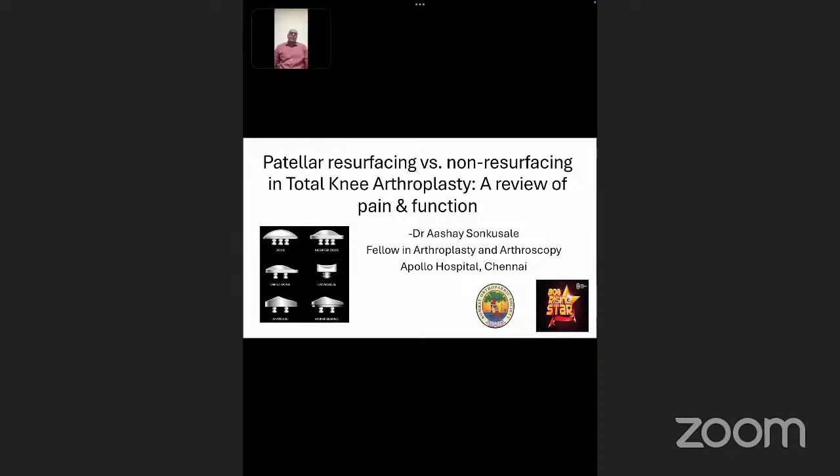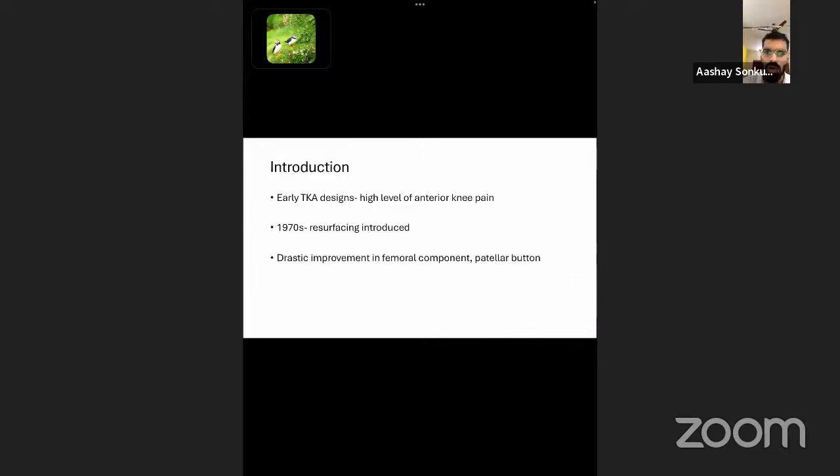Good evening, everyone. So my topic today is patellar resurfacing versus non-resurfacing in total knee arthroplasty, a review of pain and function. The earlier total knee arthroplasty designs were associated with a very high level of anterior knee pain, and that was often attributed to the patella being non-resurfaced. In the 1970s, patellar resurfacing was introduced, and since then there has been a drastic improvement in the designs of patellar component and the patellar button.